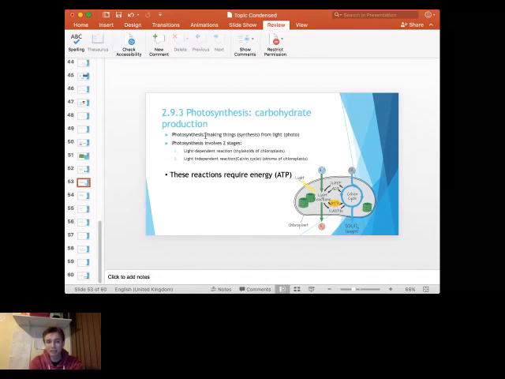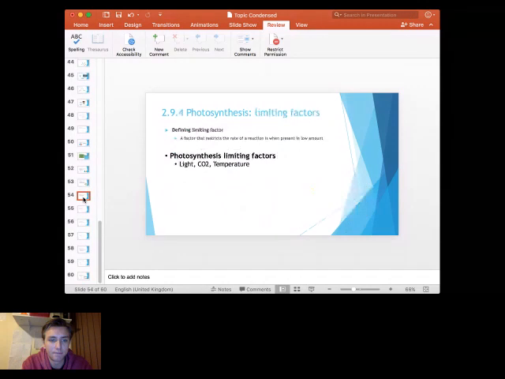The light-dependent stages occur in part of the chloroplast which we call the thylakoids. And the light-independent stages occur in part of the chloroplast which we call the stroma. The stroma is basically just the cytoplasm of a chloroplast. But these reactions require adenosine triphosphate.